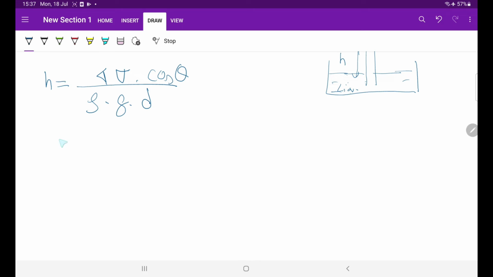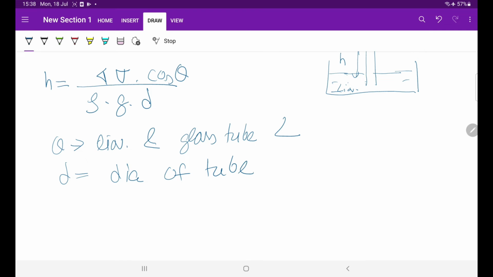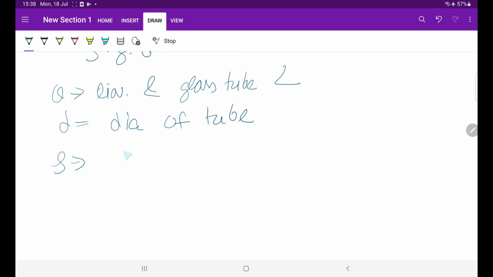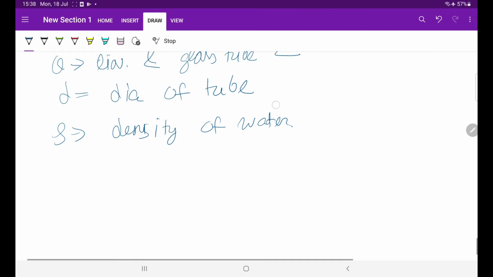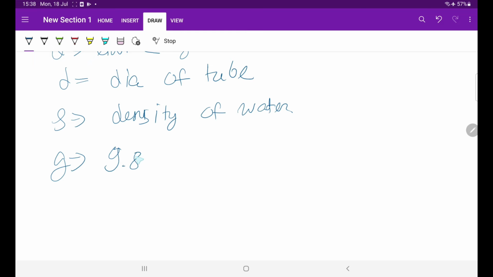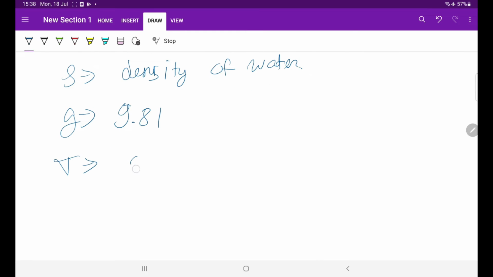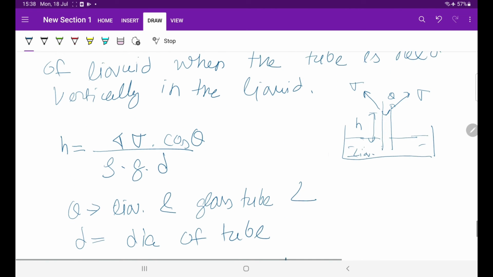So theta, first let's write, is the liquid and glass tube or capillary tube angle, right? d is the dia of the capillary tube. Dia of tube means the capillary tube here. Rho is the density of water. g is simply 9.81, right? Sigma is the surface tension. We already know that sigma is the surface tension, right?